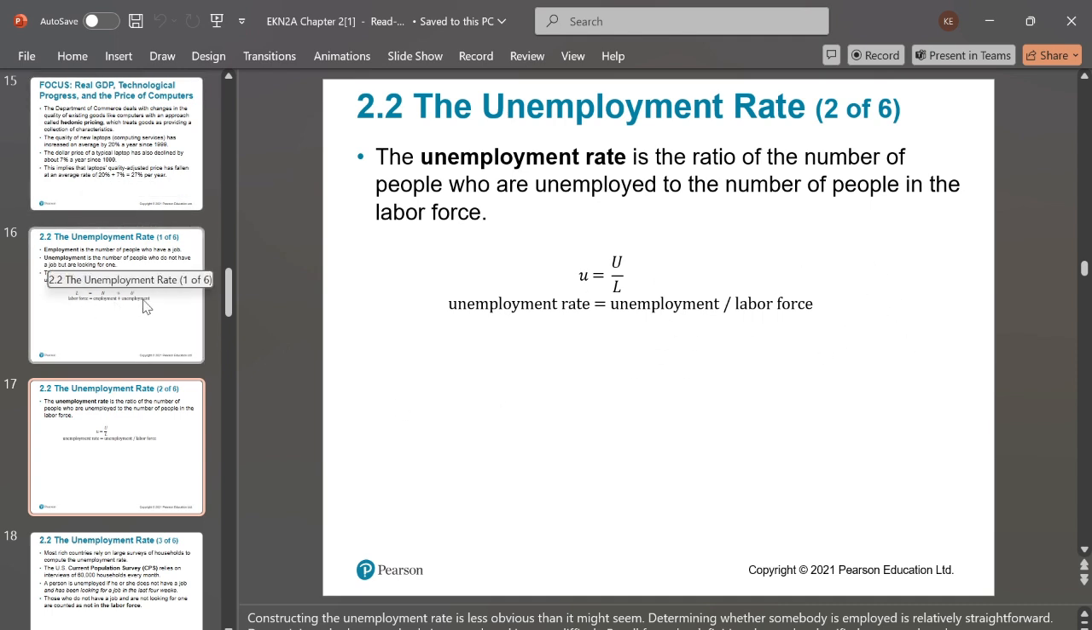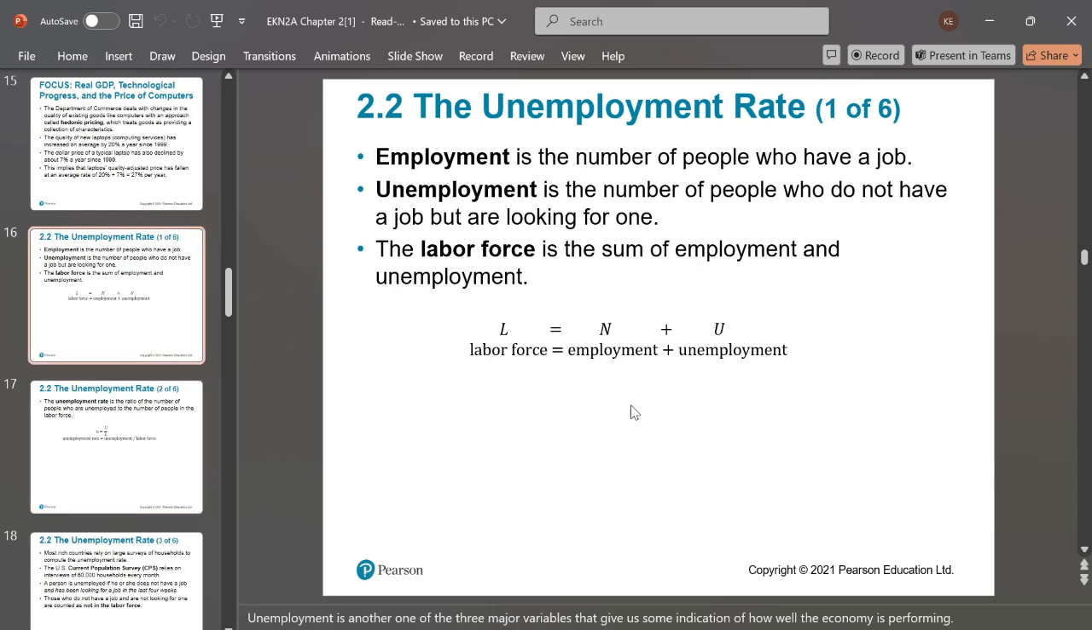In a situation where your employed people is 50 and unemployed people is 100, labor force would be 150, right? So how would you calculate your unemployment? Unemployment would be the 100 from the unemployed over the 150 from the labor force, and that should give you one third, which is about 33.3%, right?